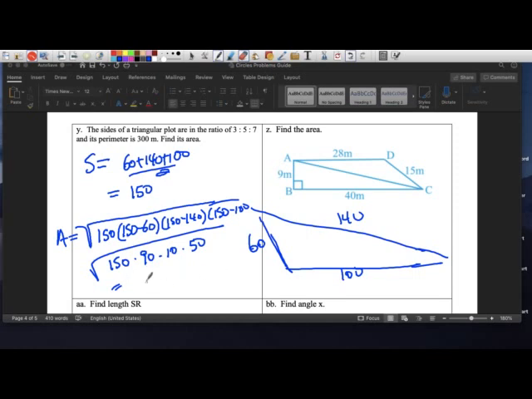All right. So 150 times 90 times 10 times 50 equals 6,750,000. I'm going to take the square root of that, and it's going to give us about 2,598.076. So the area of this is 2,598 and the unit is meters squared. Okay.